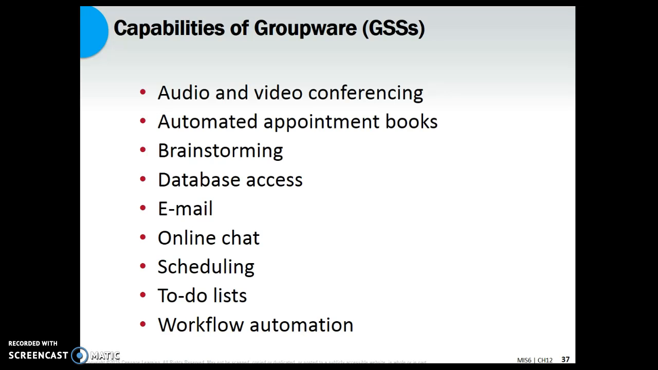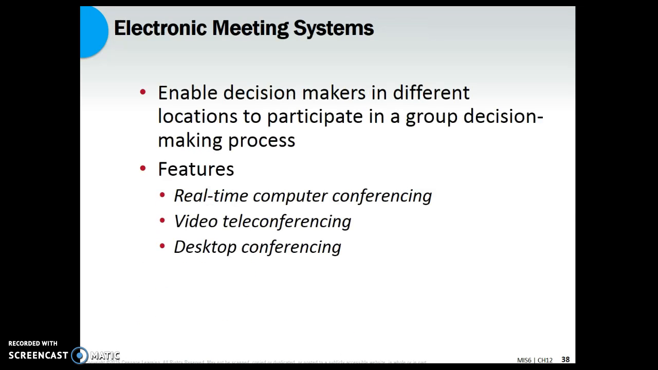There are a lot of capabilities of groupware. There's audio and video conferencing, automated appointment books, brainstorming, database access, email, online chat, scheduling, to-do lists, and workflow automation. There's all kinds of things you can do with groupware. There's electronic meetings, which means that you can have real-time conferencing, video teleconferencing, and desktop conferencing.